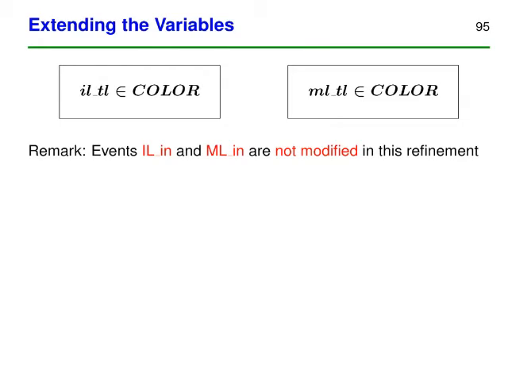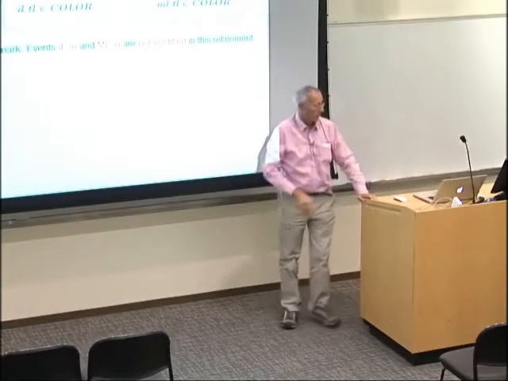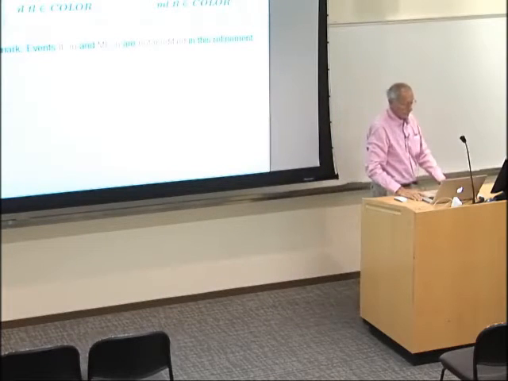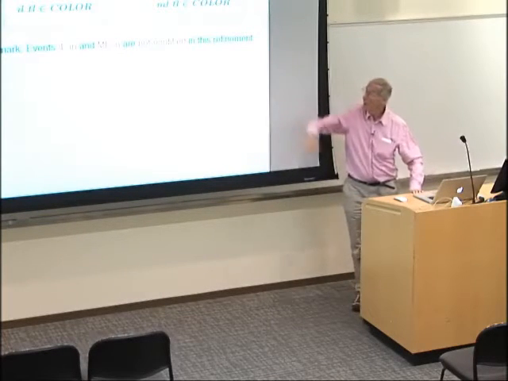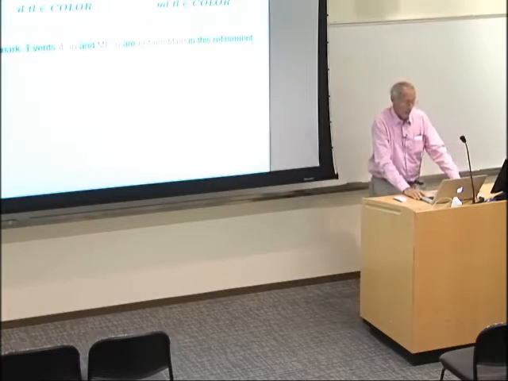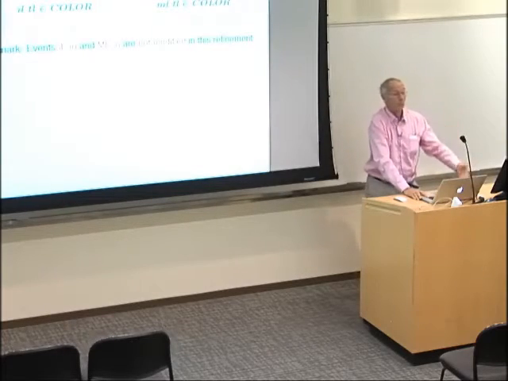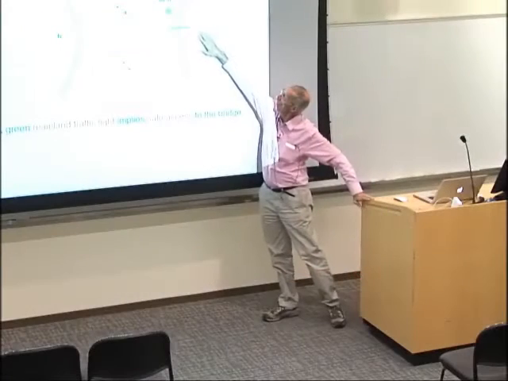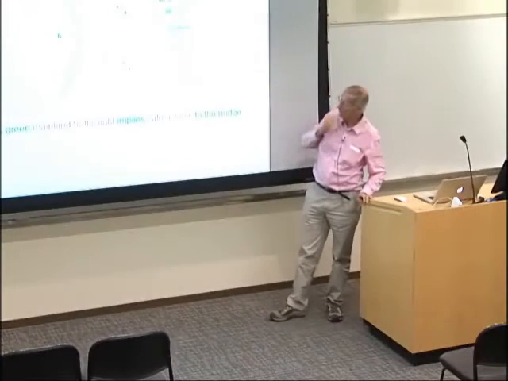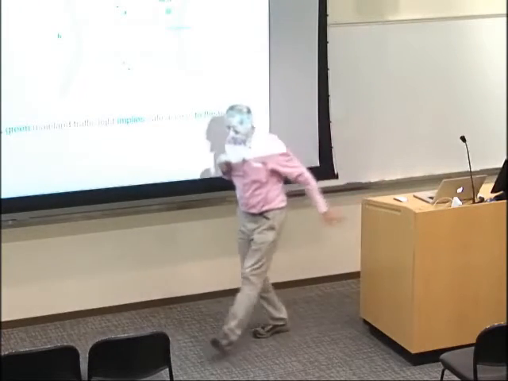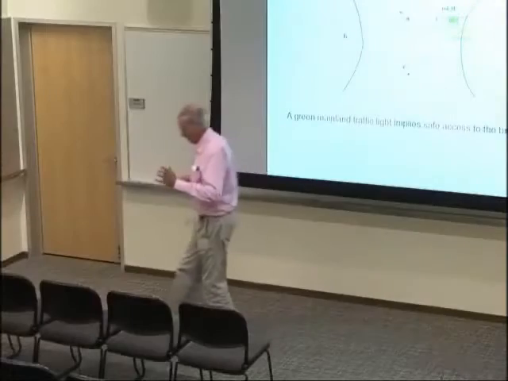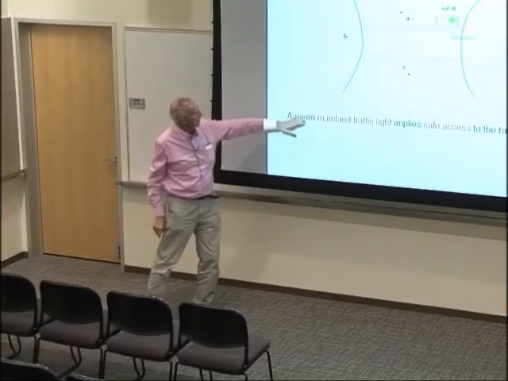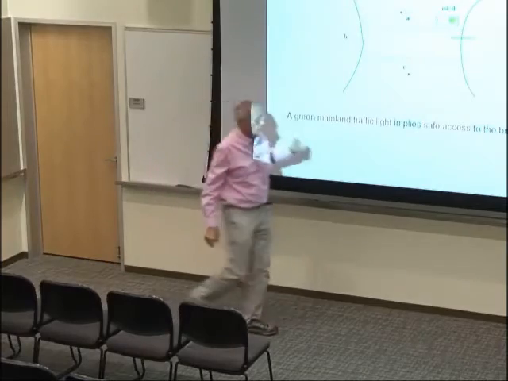And then we introduce two traffic lights, our mainland traffic light and island traffic light. And these two events, IL in and ML in, are not modified. They are not connected to the traffic light. And so now here we have this event, and we would like to handle a refinement for the event ML out. So a green mainland traffic light implies safe access to the bridge.